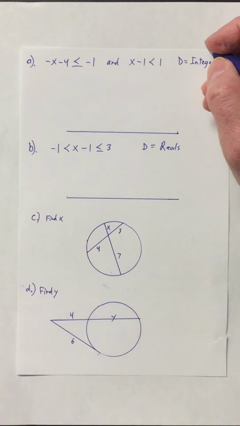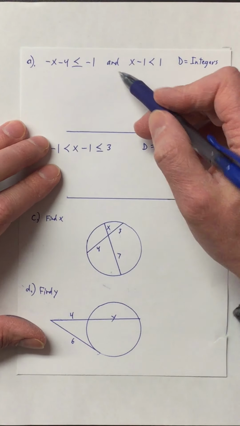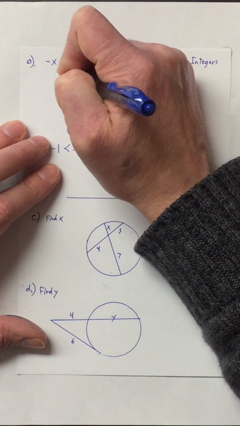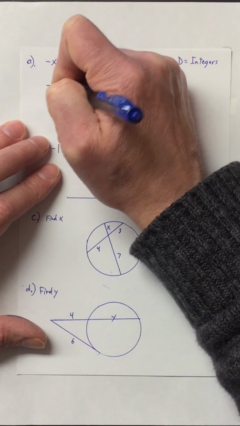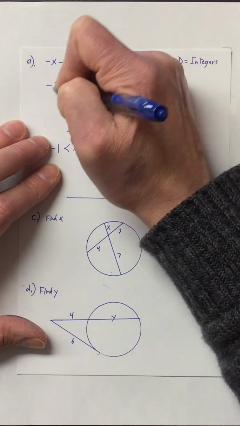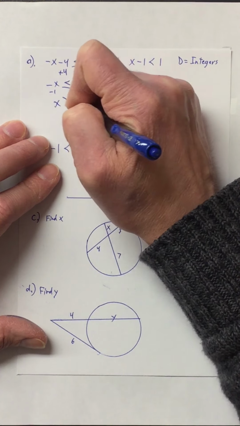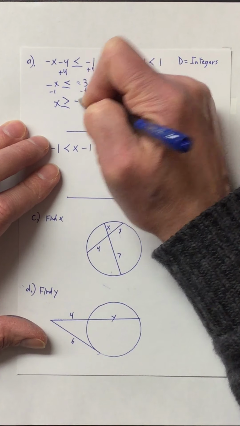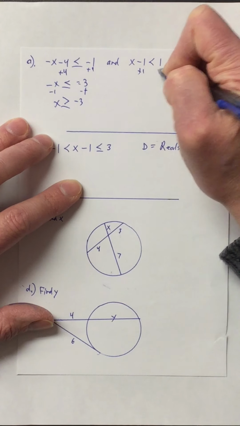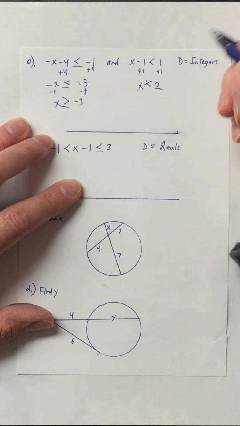All right, let's look at the first practice problem, and it is set up like this. It has an and in there, so it's a conjunction. Let's get x by itself. I'm going to add 4 to both sides, so I get negative x is less than or equal to 3. I'll divide by a negative 1 on both sides, so x, flip that, is greater than or equal to negative 3. All right, over here, I'm going to add a 1 to both sides, so x is anything less than 2.